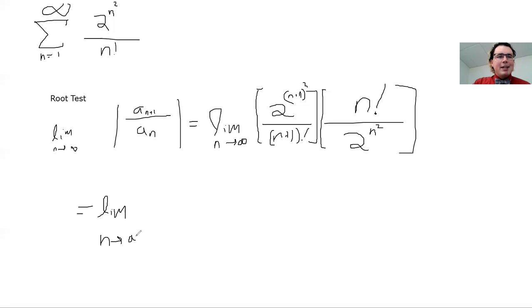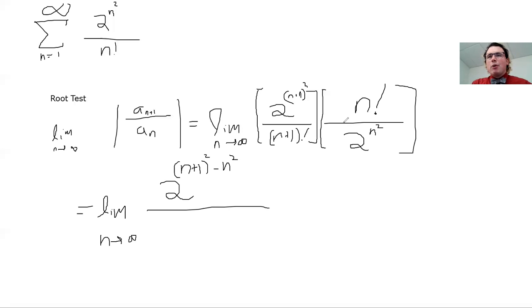I want to cancel as much as possible, so let's see what I can do. For those 2's, there are more 2's in the numerator than there are in the denominator, right? n plus 1 squared is a larger number than n squared. How many 2's do I expect to see? Well, there will be n plus 1 squared of them, and then I take away n squared of them. Simple enough.